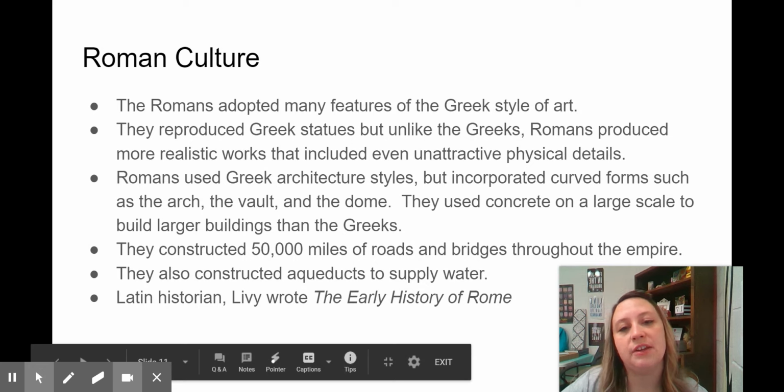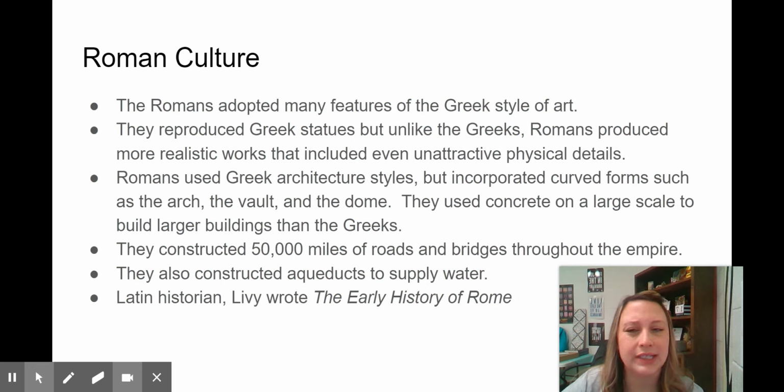So the Romans adopted many features of Greek style of art. They reproduced Greek statues, but unlike the Greeks, they produced more realistic works that included even their unattractive physical details. So if you remember the statues from the Greeks, they have abs on abs on abs. It's like they put filters on all of their statues to make themselves look really nice. The Romans basically post themselves without filters.